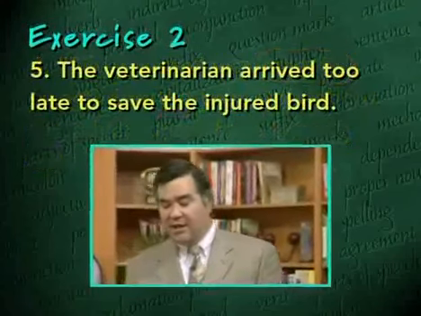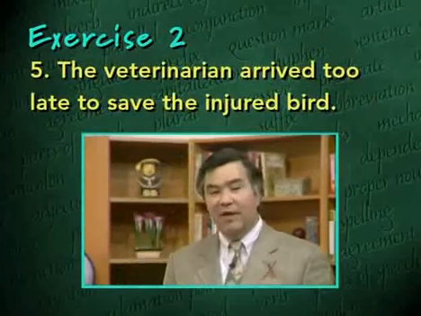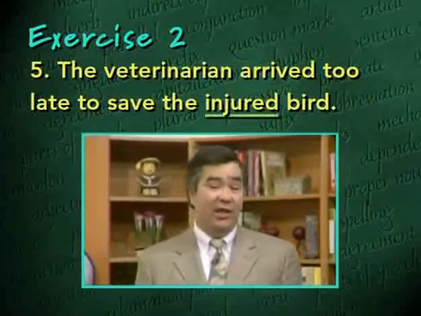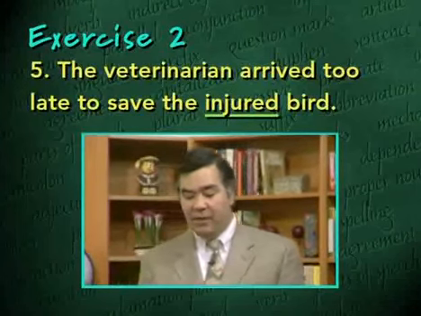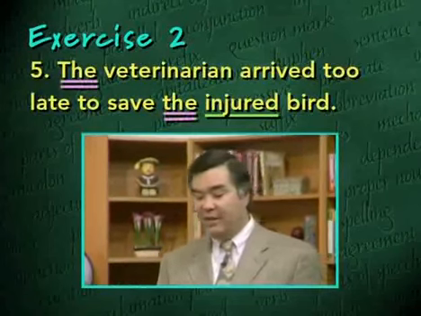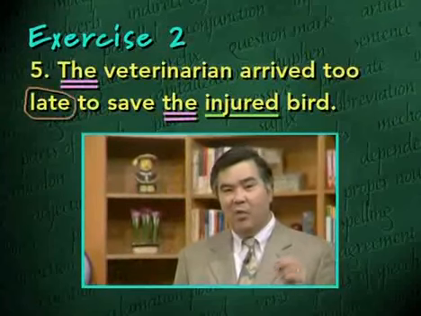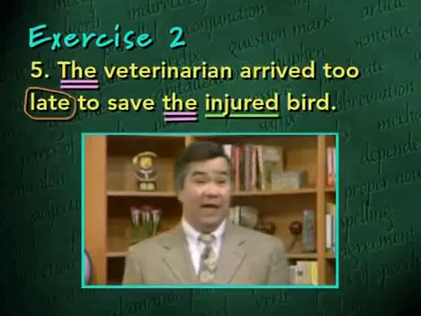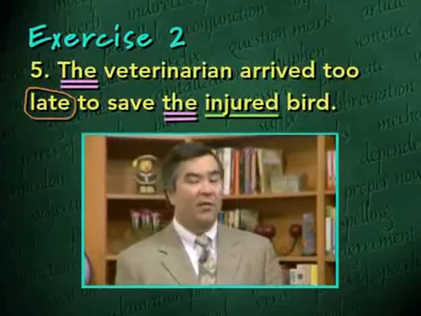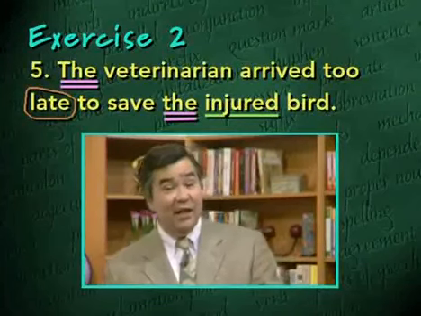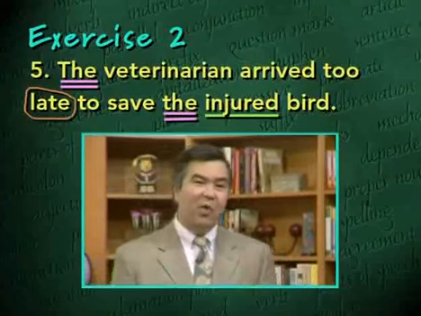And our final sentence. The veterinarian arrived too late to save the injured bird. We have one adjective in this sentence, injured. It gives more information about the noun bird. It tells us something more about the bird. We have two articles, both of them the word the. And finally, we have two adverbs here. One adverb is the adverb late. What word does that adverb late modify? It modifies the verb arrived. It tells when the veterinarian arrived. The veterinarian arrived late. So the word late is an adverb modifying the verb arrived. Now what about the word to?